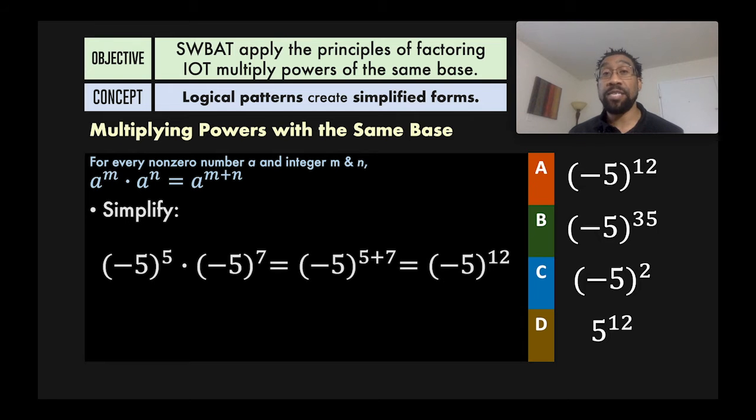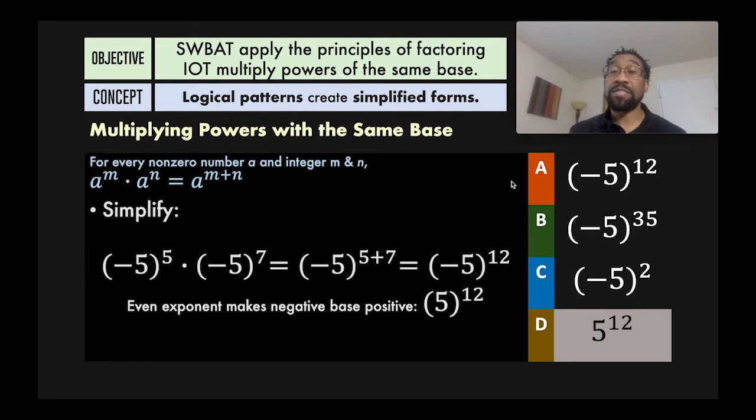So in the event that you take a standardized exam and you don't see this answer, you still need to remember one thing. Well, several things, but this is one thing you need to remember. In your previous algebra classes or math classes, you hopefully learned that if you have an even exponent, the base becomes positive. So this answer actually simplifies to D, 5 to the 12th power.